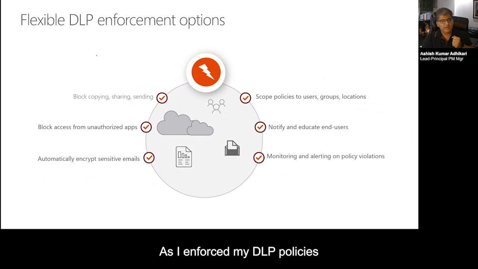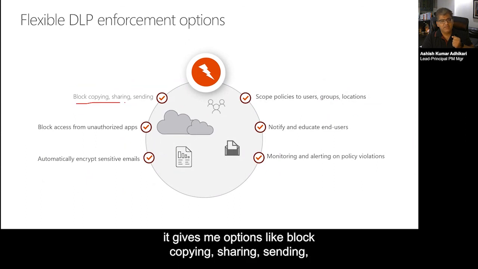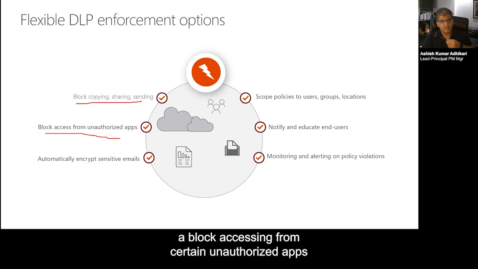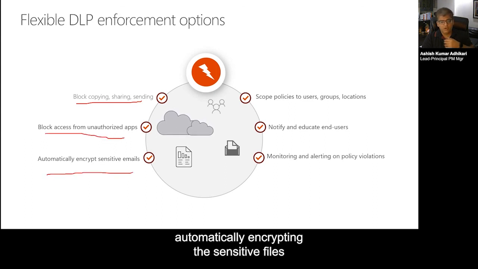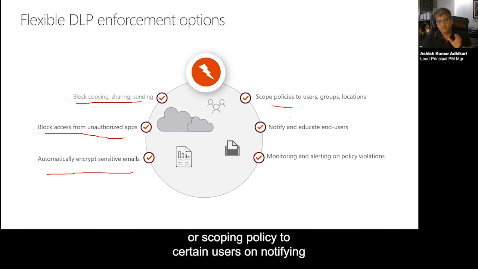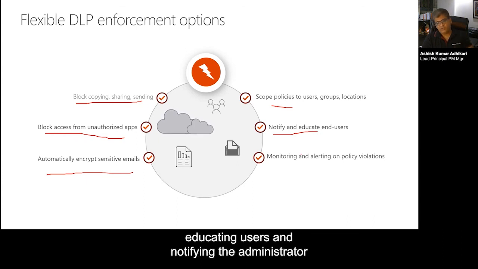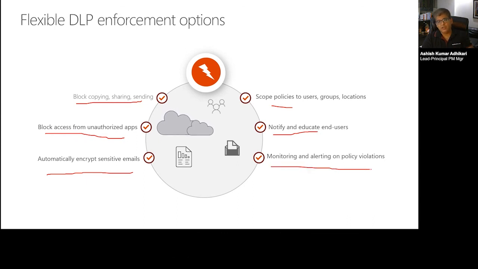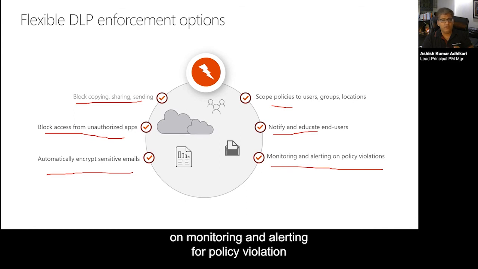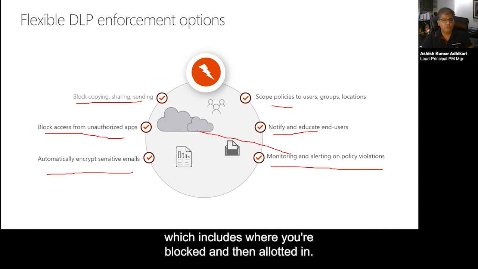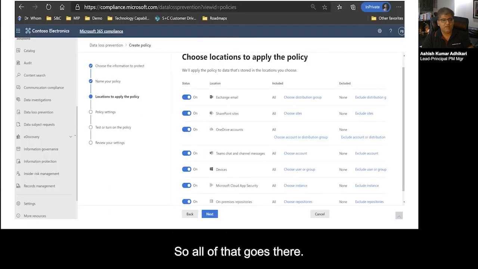As I enforce my DLP policies, it gives me options like block copying, sharing, sending, block accessing from certain unauthorized apps, automatically encrypting the sensitive files, or scoping policy to certain users, or notifying and educating users and notifying the administrator, or monitoring and alerting for policy violation, which includes where you blocked and then alerted. So all of that goes there.